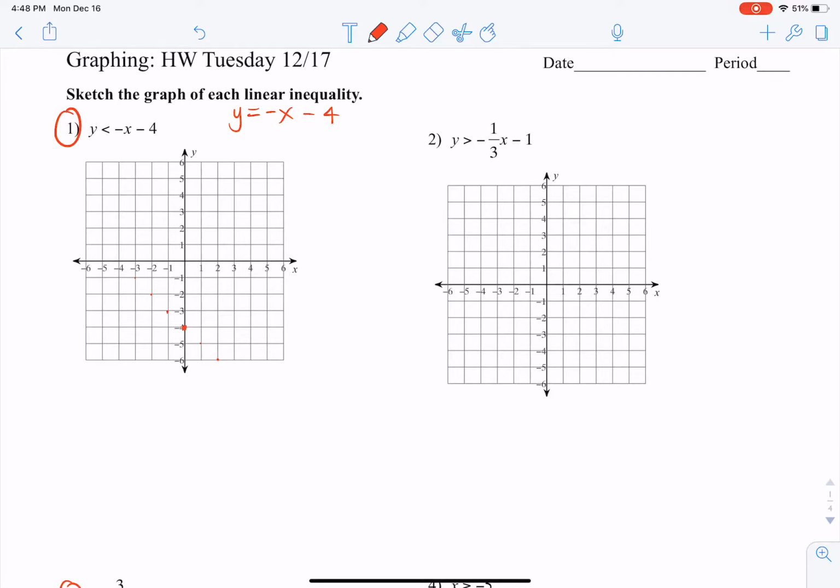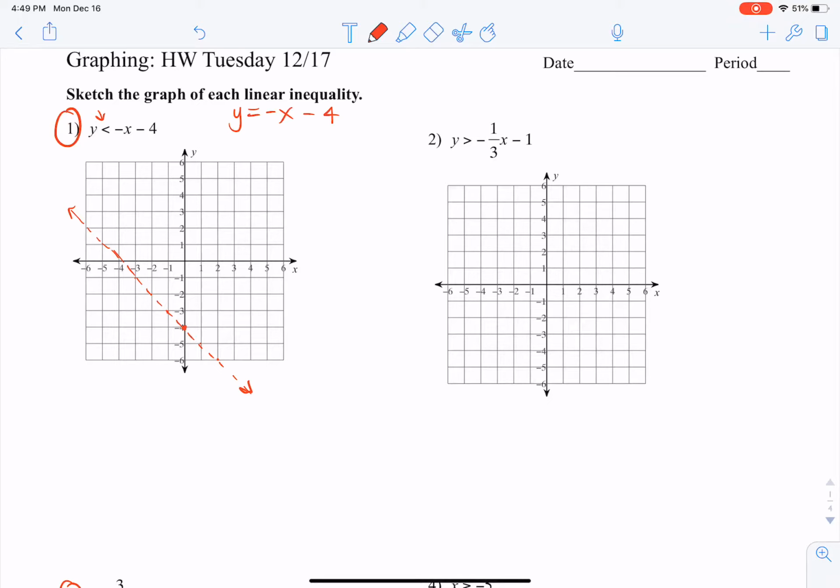And since this is a less than symbol, really similar to having an open circle or a closed circle, when we graph these lines, instead of making little open circles everywhere, we'll just graph this as a dashed line here. So continue following along with this line. We'll graph this as a dashed line.